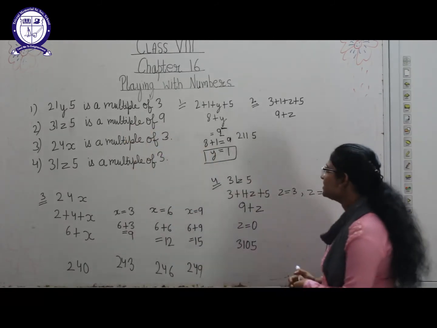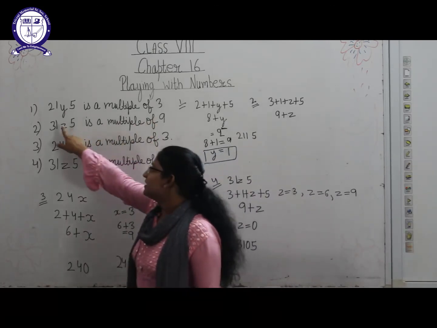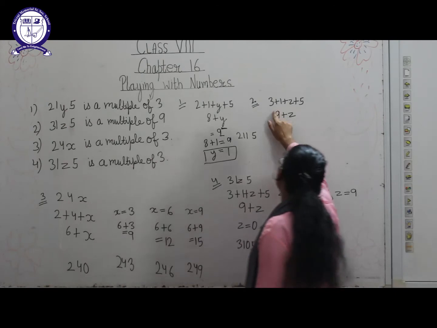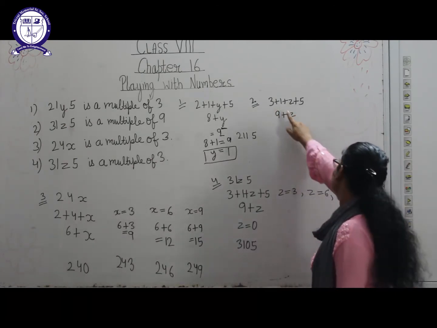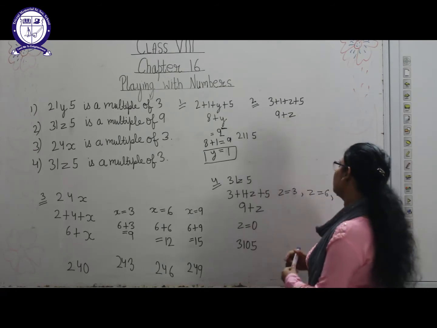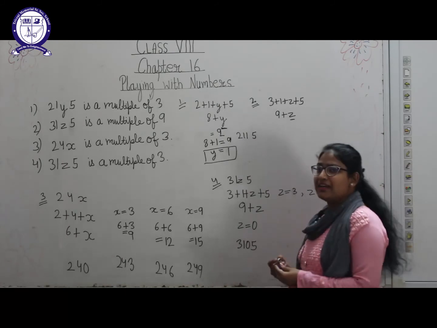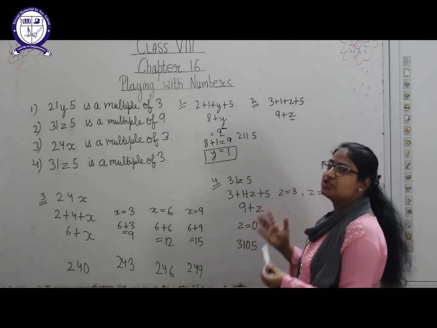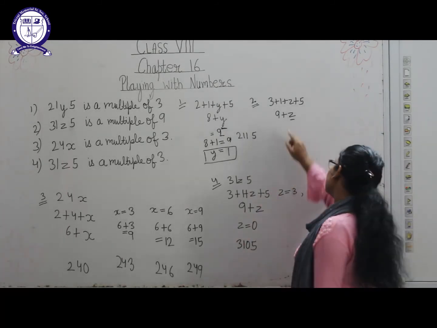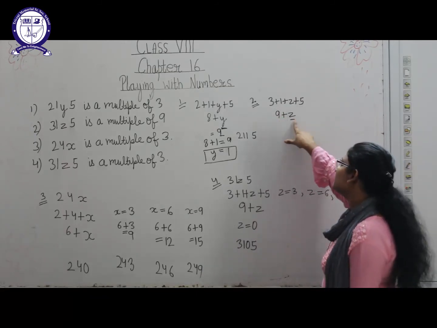Now the next question is 3, 1, z, 5 is a multiple of 9. We have to find the value of z here. Now 3 plus 1 plus z plus 5, 3 plus 1 is 4 and 4 plus 5 is 9 here. We need to find the value of 9 plus z here. In the case of 9, the sum of the digits should be a multiple of 9. Here 9 is already here. So what should be the value for z here?